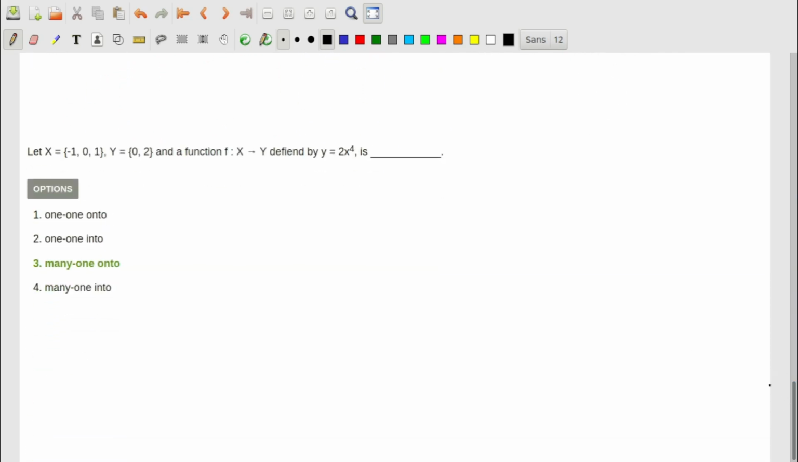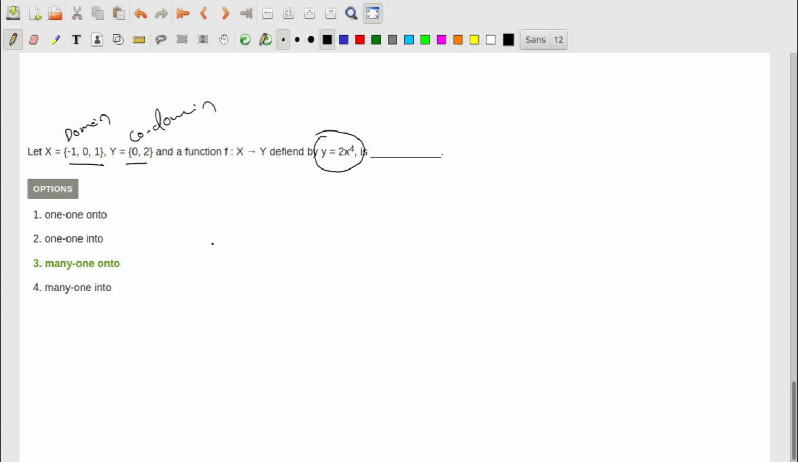So here set X is having the elements -1, 0 and 1, and set Y is having 0 and 2. So the function is defined from X to Y, so this is your domain here, and the second set again is the codomain, right? And what is the relation, how are these two related? So the relation given is y is equal to 2 into x raised to 4. Now again check for 1-1 and onto.